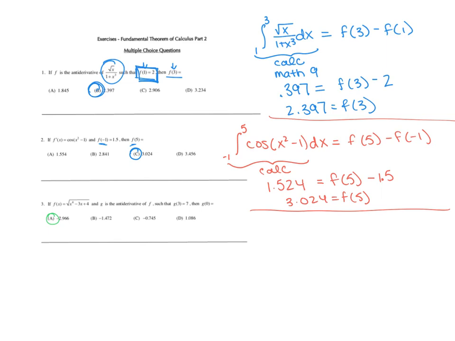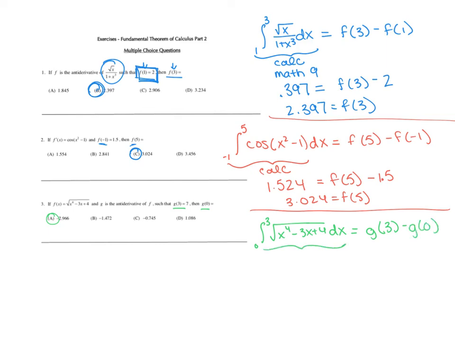So we know g is the antiderivative. We know g of 3 is 7. We're looking for g of 0. So the x values we care about are 0 and 3. So I have an integral from 0 to 3 of the derivative. The derivative is this mess, the square root of x to the 4th minus 3x plus 4. So the integral of the derivative is equal to g of 3 minus g of 0.